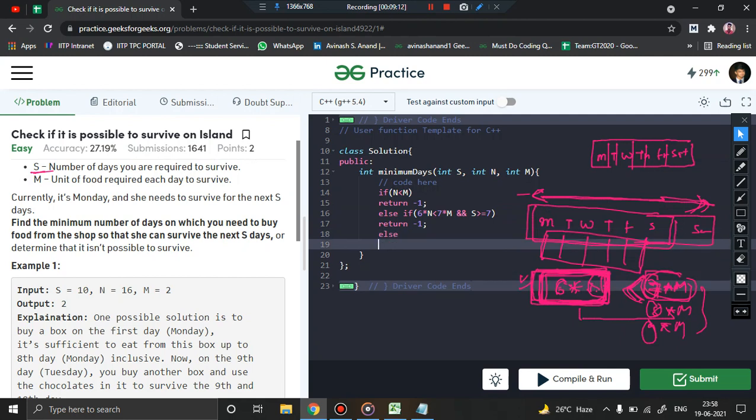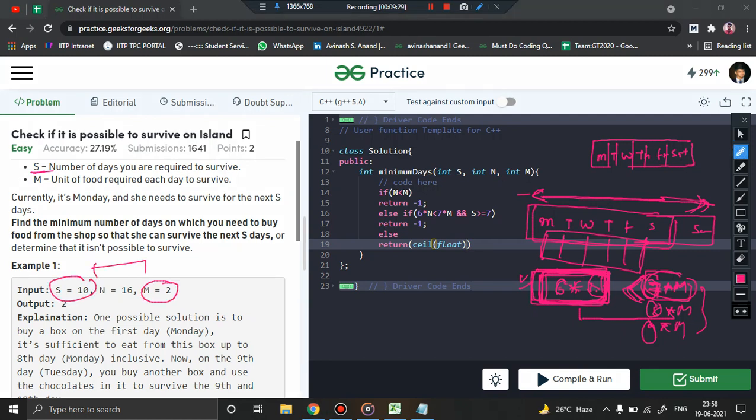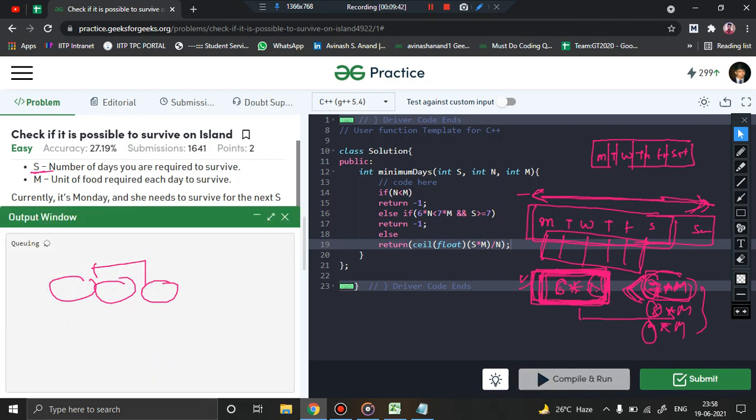And for how much quantity of food she requires, I'll be writing a ceil, and remember, I'll be writing float here. Remember the formula that we calculated initially, s into m. S into m will give you the total amount of food you require to survive, and divide by n. That is what I'm going to write here: s into m divided by n. That's it. So now we are going to compile it.